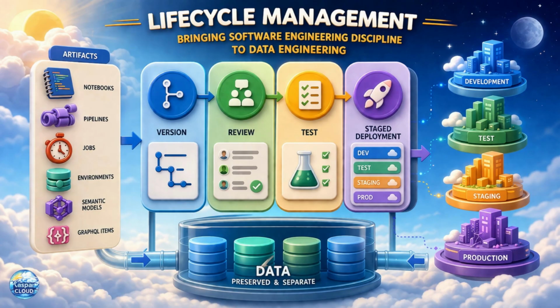Lifecycle management introduces software engineering discipline into data engineering processes. Notebooks, pipelines, Spark job definitions, environments, semantic models, GraphQL items, and Lakehouse metadata should all be version controlled, reviewed, tested, and promoted through controlled deployment stages. Git integration helps track changes over time, while deployment pipelines support the movement of artifacts between environments and workspaces. Actual Lakehouse tables and stored data should not be managed the same way as code artifacts, so teams must clearly separate artifact deployment from data preservation strategies. This separation helps prevent accidental overwrites and supports safer production releases.